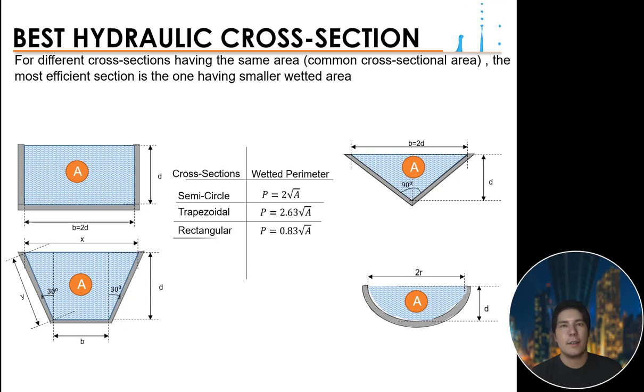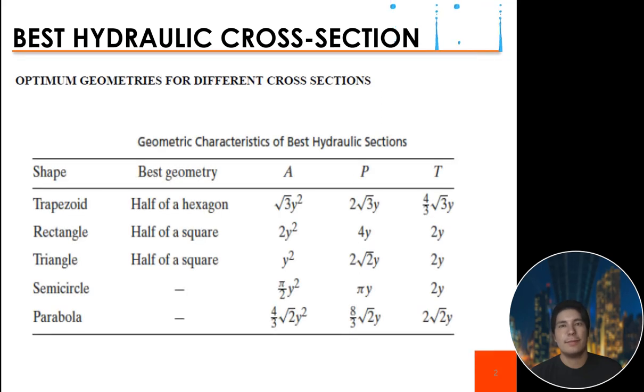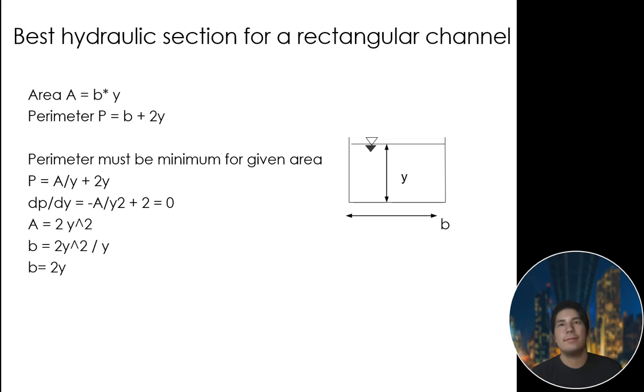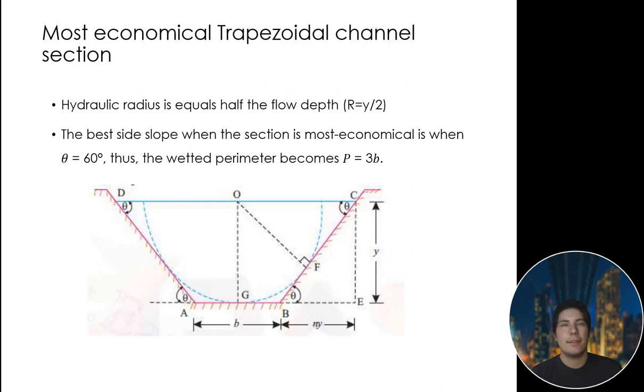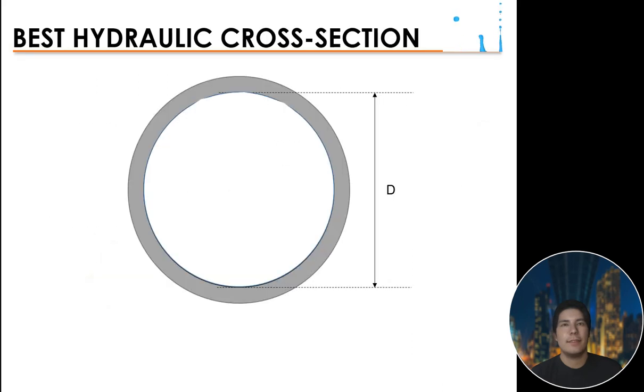Anyway, we have formulas for different cross sections. So who is the smaller? That one will govern, no? We also have a table form for the geometric characteristics of these hydraulic sections: area, perimeter, and top width. Okay? So this is just the derivation of this hydraulic section for rectangular channel and also for trapezoidal channel and for triangular channel.